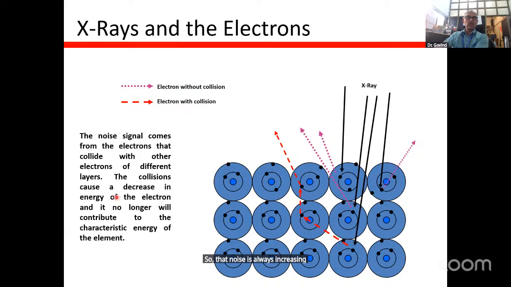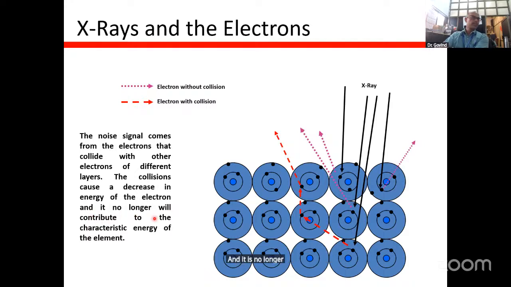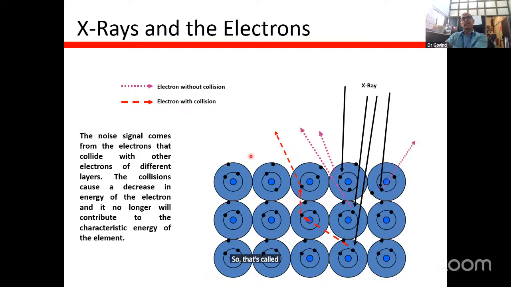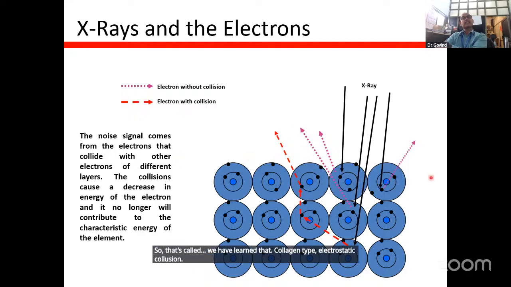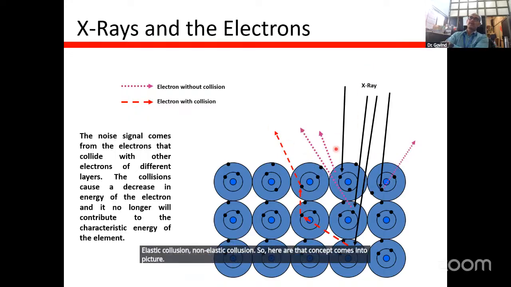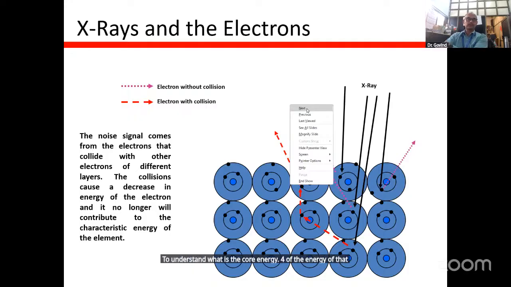So the collision causes a decrease in the energy of the electron, and it will no longer contribute to the characteristic of that particular element, because it's noise now, so it's not the characteristic of the particular atom or element. We have learned about collision types: electrostatic collision, elastic collision, non-elastic collision. So here that concept comes into the picture. The electrons without collision are more important to understand the core energy of that particular atom.